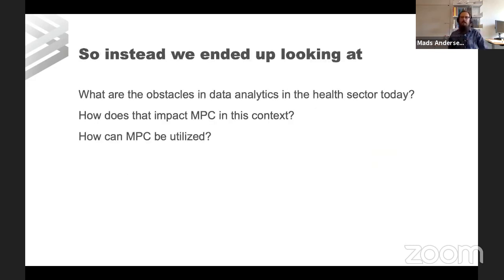So instead, we ended up looking more at what the obstacles in data analytics in the health sector are today, and how that impacts MPC being used in this context. And what are the potentials of MPC use in this context?